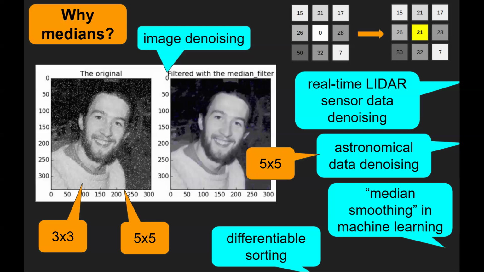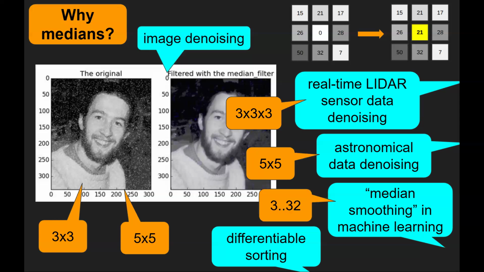Maybe astronomical data denoising also uses a 5x5 window. When you do LIDAR data, maybe you get 3D data. So there are 3 dimensions, so maybe you want to have a 3x3x3 cube that you want to denoise. Or maybe one of your dimensions is time, and you have 2 other dimensions, so then you also have a 3x3x3 cube. In median smoothing, you want to have any values between 3 and 32 or something like that. And so these are nice smallish numbers.